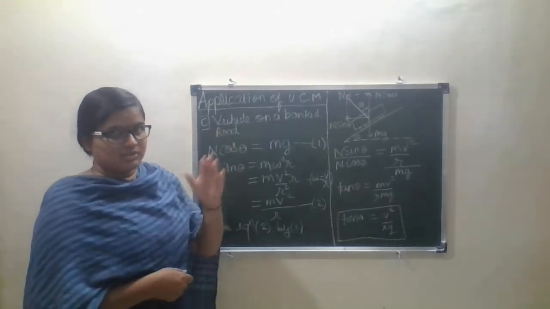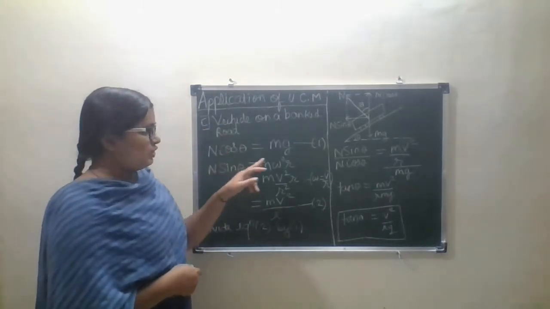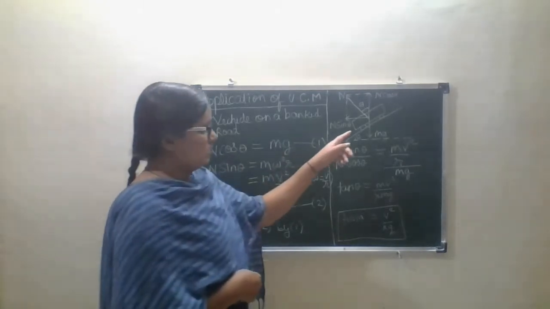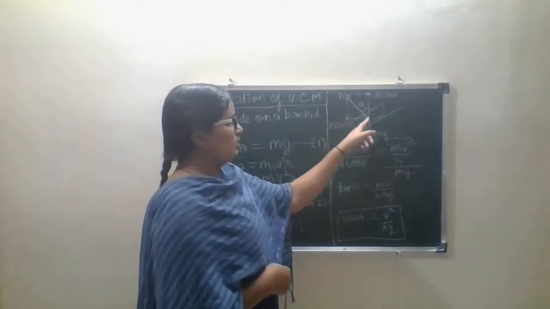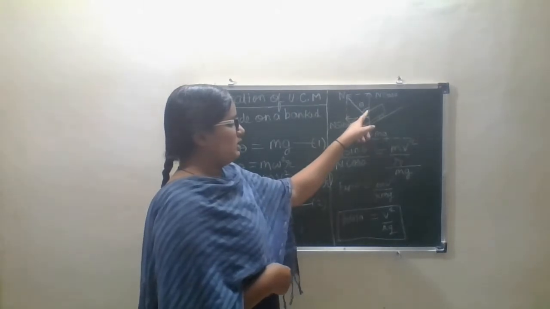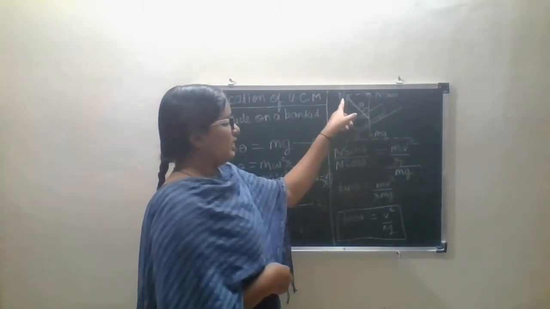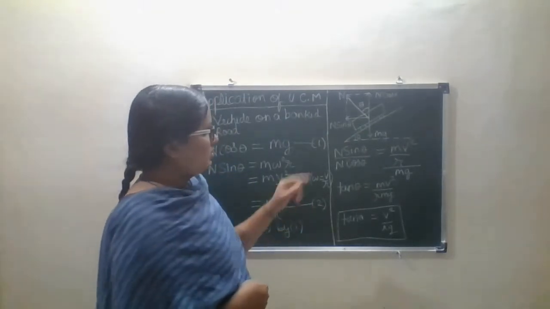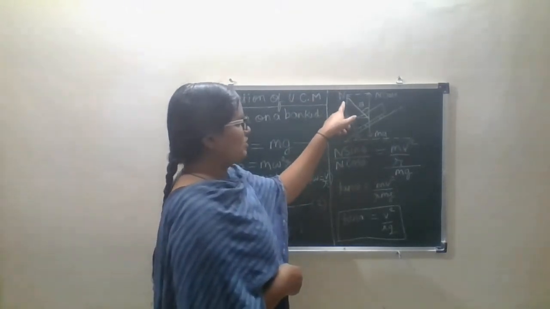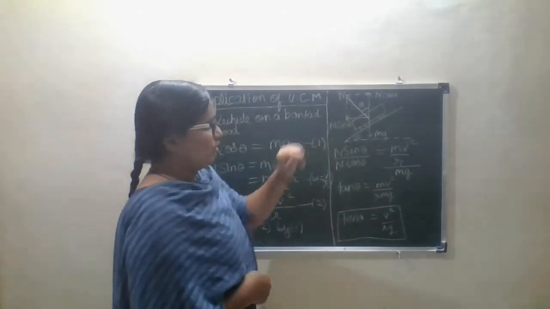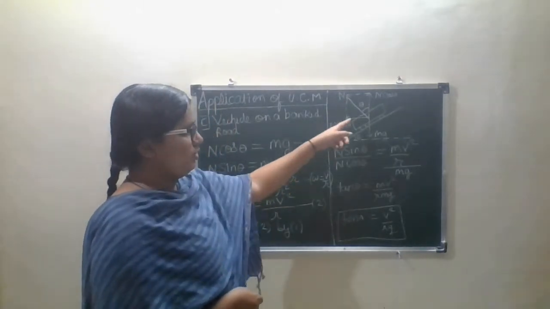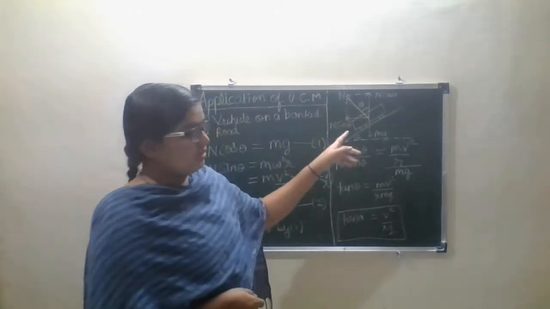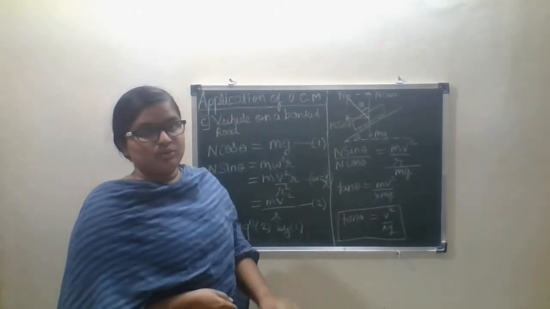They balance each other. So that is equation number 1. And the n sin theta component, we have resolved this component. This is angle theta here. We have resolved this N, the normal reaction. We know how to resolve a vector.